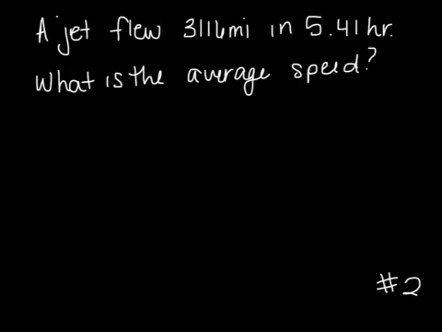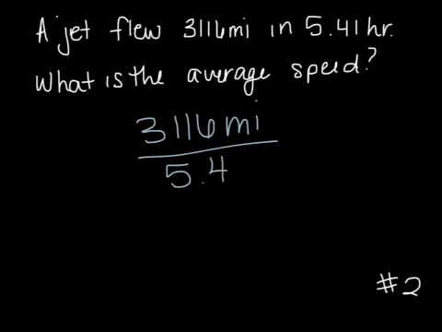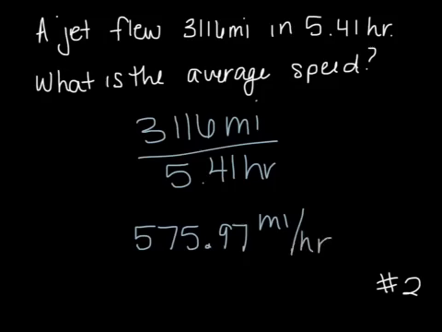A jet flew 3,116 miles in 5.41 hours. So miles per hour. 3,116 miles per hour. Then we're just going to plug it into a calculator. So the average speed is 575.97 miles per hour.